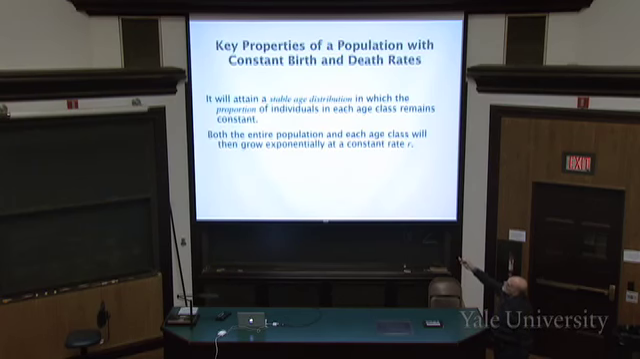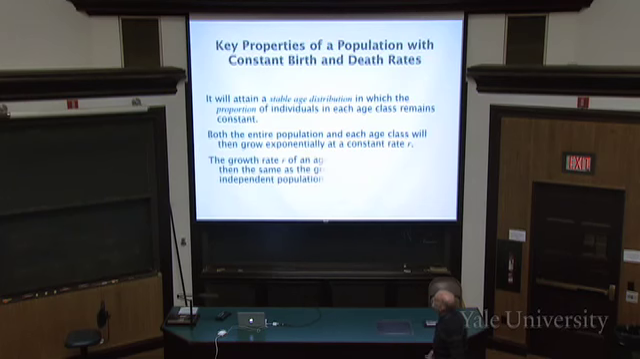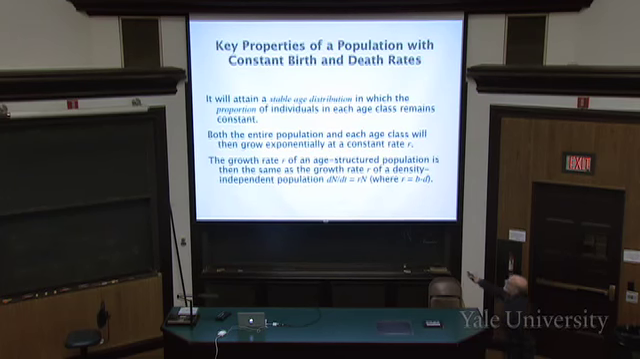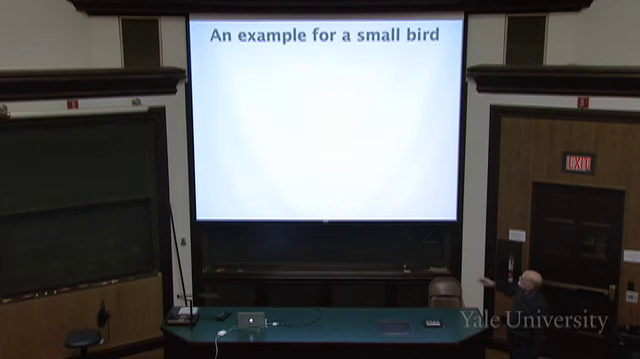When it gets into stable age distribution, both the entire population and each age class in it are growing exponentially at the constant rate little r. And that little r has exactly the same meaning as it did when we were back dealing with a simple population and just that simple differential equation. Okay, so that's this statement. The growth rate of the age-structured population is the same as the growth rate of a density-independent population.